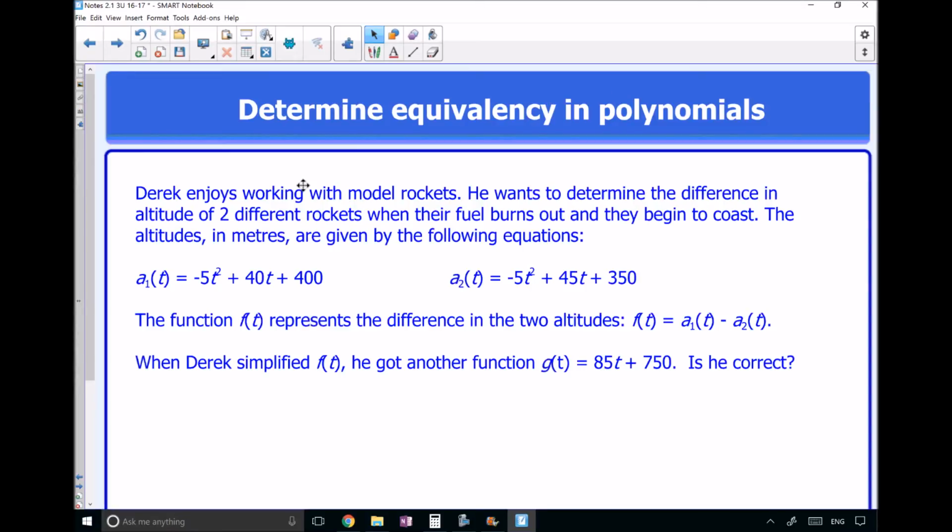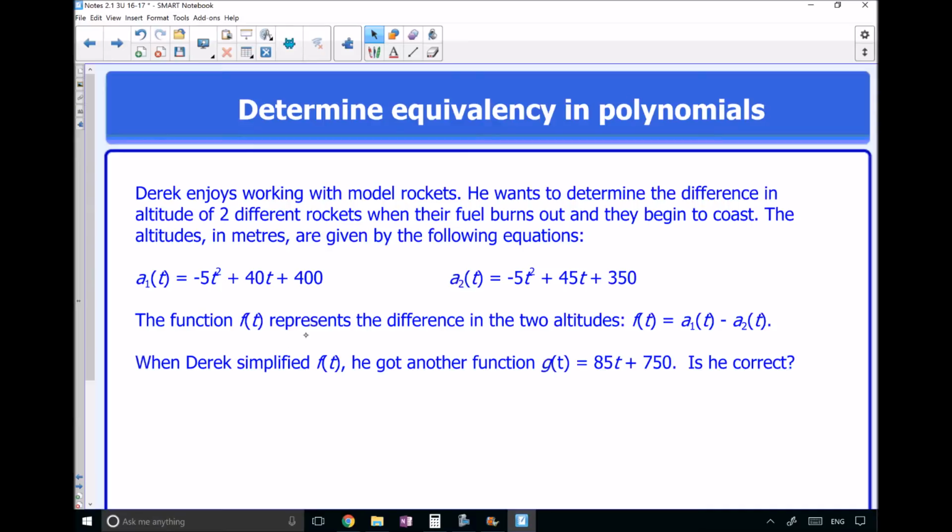So this question has a lot of words, so please take a minute to just go ahead and copy down what's written here, pause the video, and then come back to me when you're ready to move on. Okay, Derek enjoys working with model rockets. He wants to determine the difference in altitude of two different rockets when their fuel burns out and they begin to coast. The altitude in meters are given by the following equations. A sub 1 of t is equal to negative 5t squared plus 40t plus 400, and A sub 2 of t is equal to negative 5t squared plus 45t plus 350.